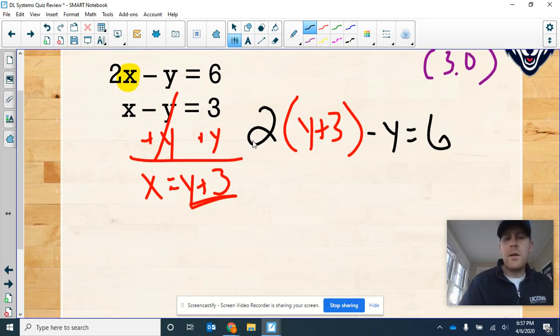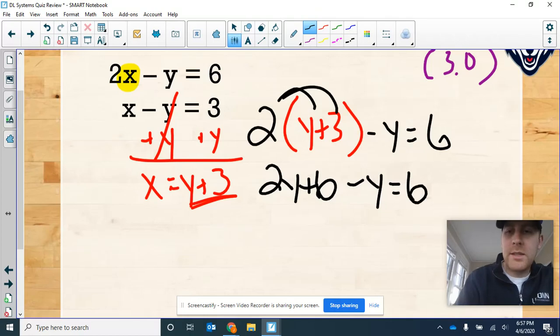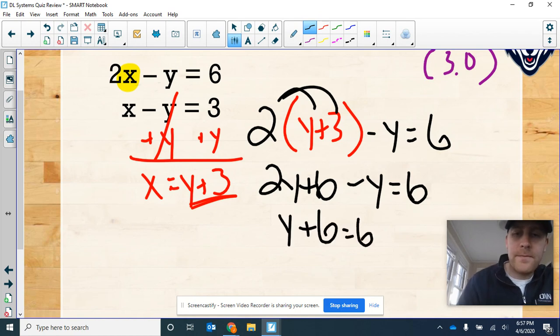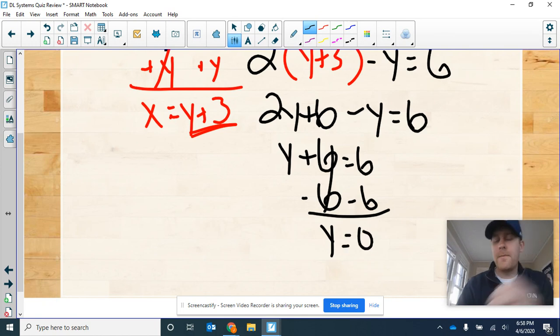Let's go ahead and solve that out now. So we're going to distribute this 2. So you get 2y plus 6 minus y equals 6. Let's combine terms. So 2y minus y gives me y plus 6 equals 6. We're going to subtract 6 from both sides. Don't freak out, because 6 minus 6 is just equal to 0.